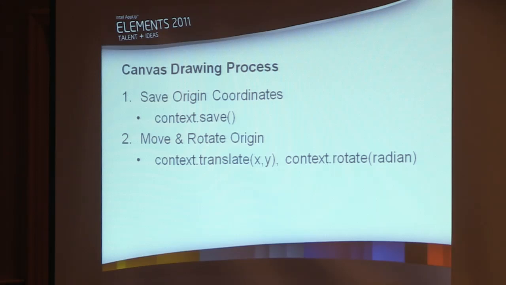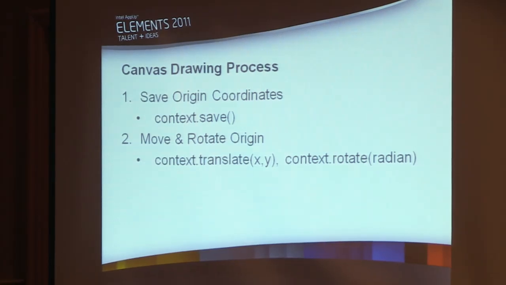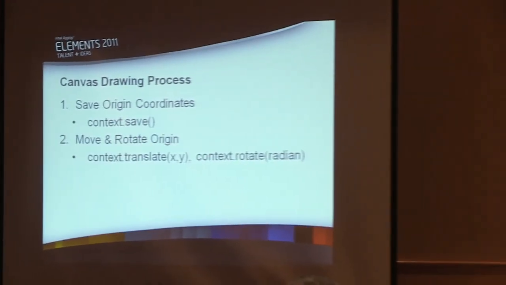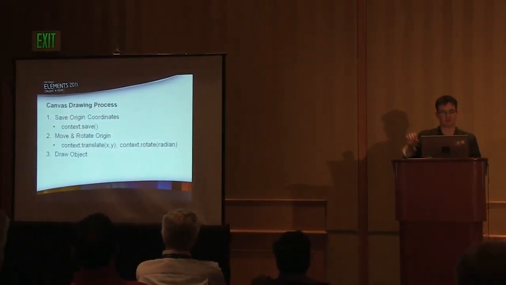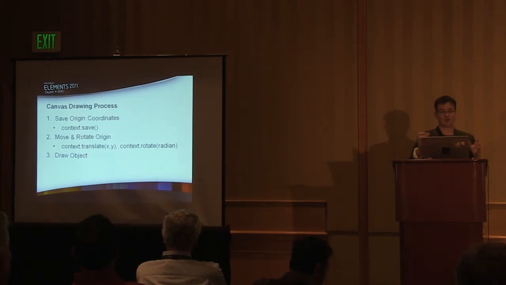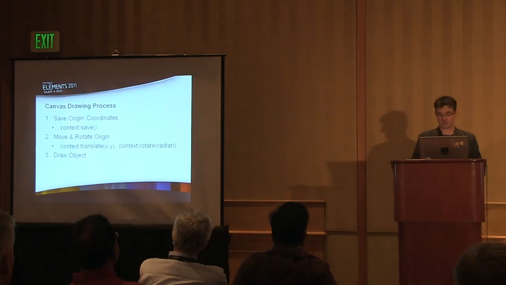So here's the process, at least that I figured out in drawing. One, save your origin, so you make sure that Canvas knows where that origin is. Then move and rotate the origin. So you can move your origin to wherever you want to draw your object, and then you can also rotate it. So if you want to draw your object at an angle, you can rotate your origin. That's really rotating the canvas is what it's doing. And then you're going to draw that object at that location and that rotation.